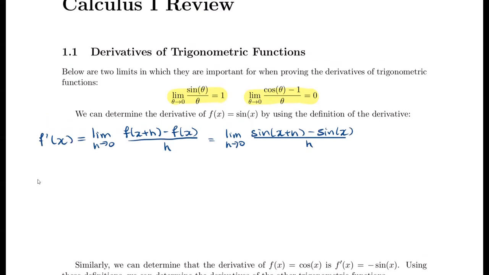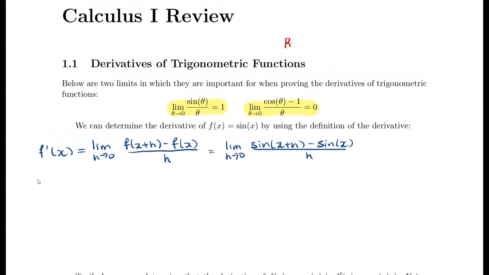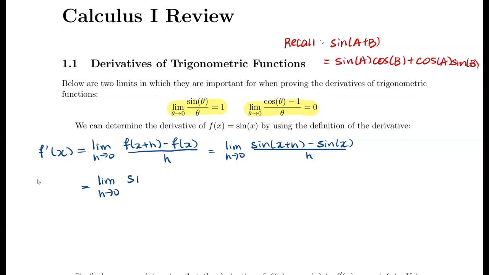So remember the compound angle formula. Recall here that sine of A plus B is also the same as sine A cos B plus cos A sine B. Now using that here, if we split the limits apart, we would have sine x cos of h plus cos of x times sine of h, and we have minus sine of x, and all of this is divided by h.